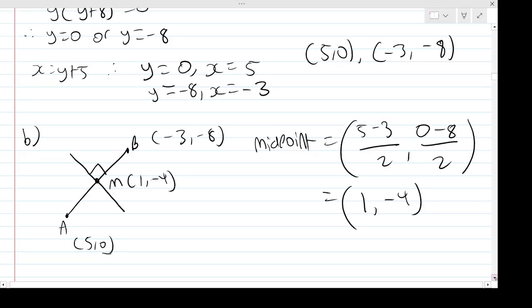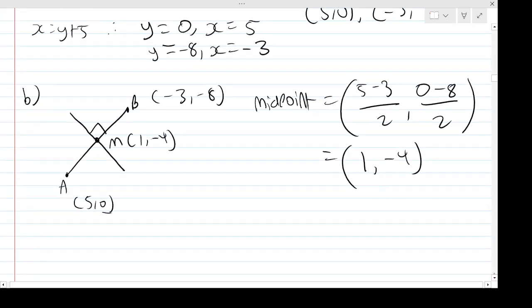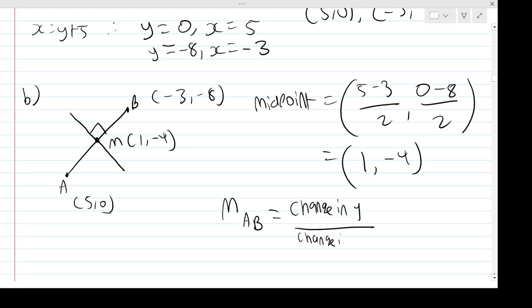Next, the other information we have is that the bisector is perpendicular. So we need to find the gradient of AB. So m_AB is the gradient. So how do we find gradient? Remember, it's the change in y over the change in x of the two coordinates. So first of all, let's take B first. The y coordinate of B is minus 8. Then take away the y coordinate of A, minus 0. Then we do the same for x. At B, x is minus 3. Then take away the x at A, minus 5. That will go to minus 8.